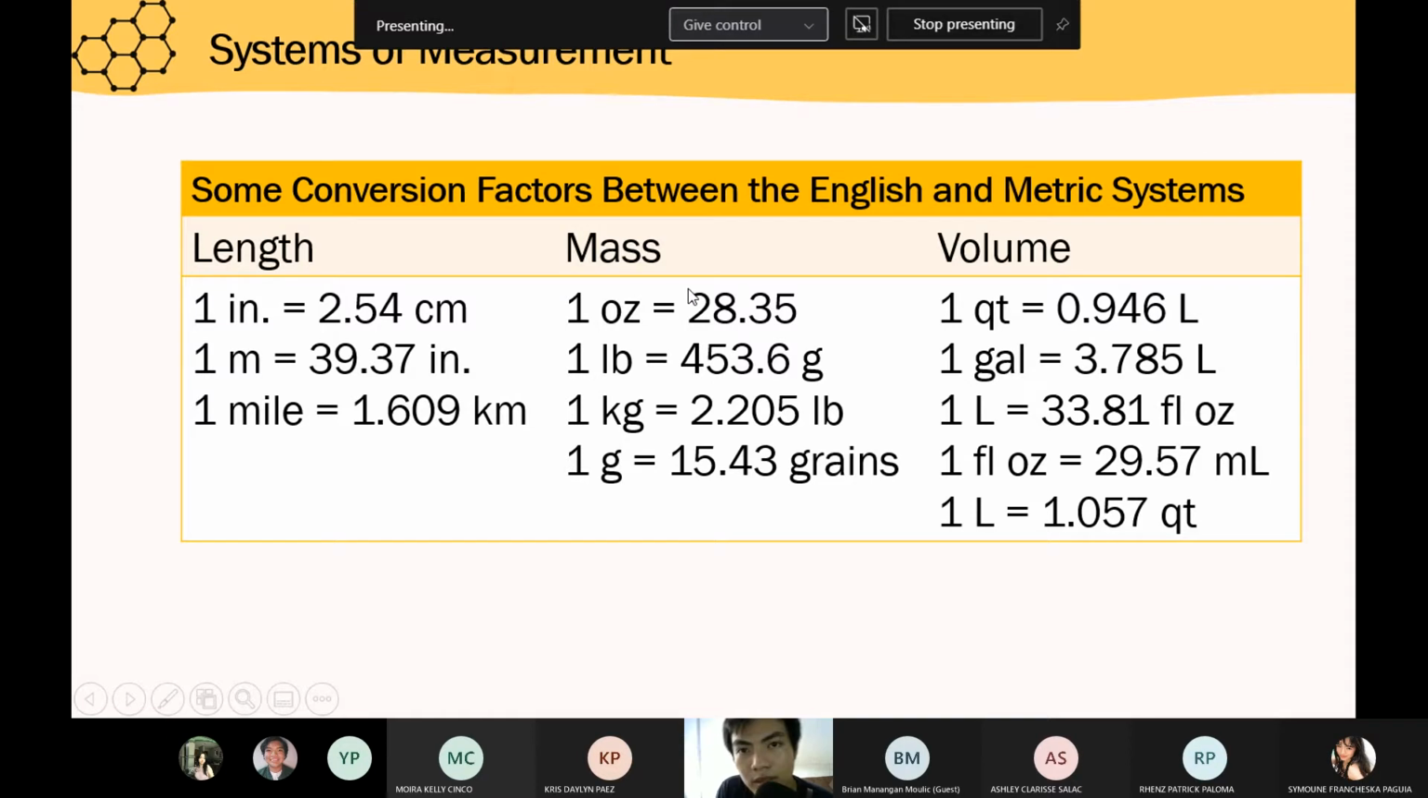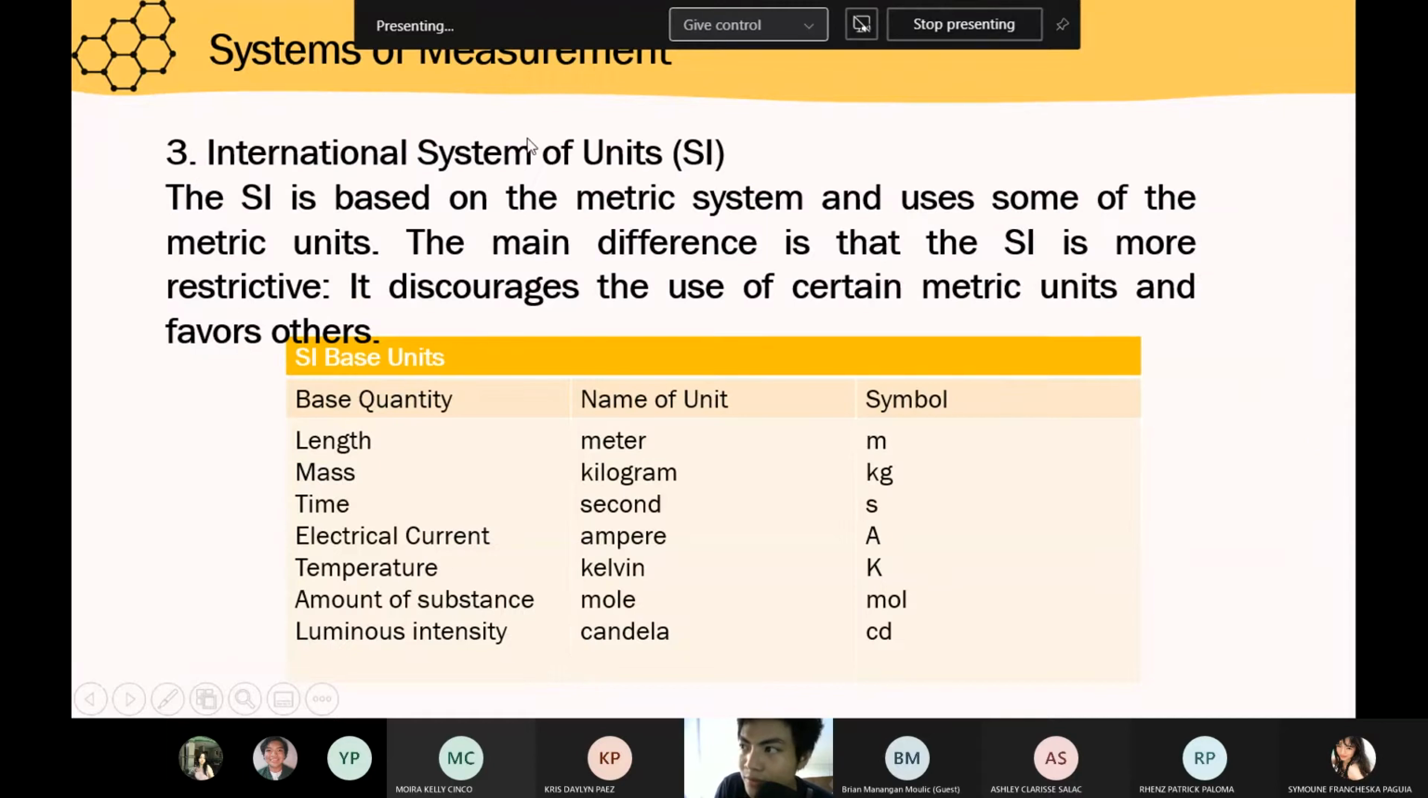Okay? So yun lang. Pero in other countries such as the Philippines and countries in Europe, no, we use the metric system na. Okay. So hindi tayo magkakahirapan when it comes to understanding quantities. Okay. So yun lang.